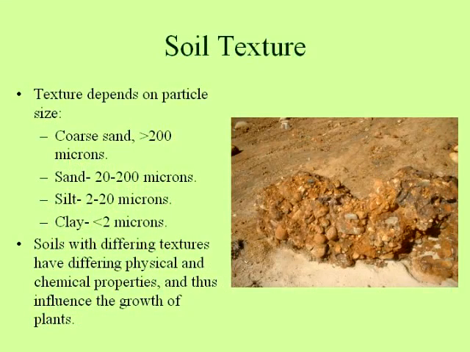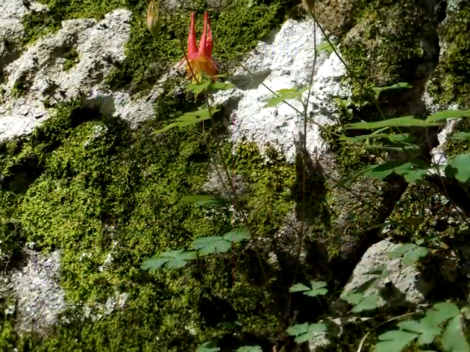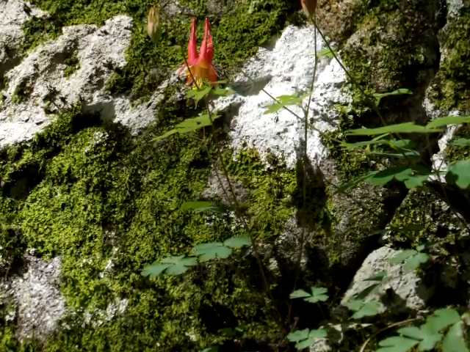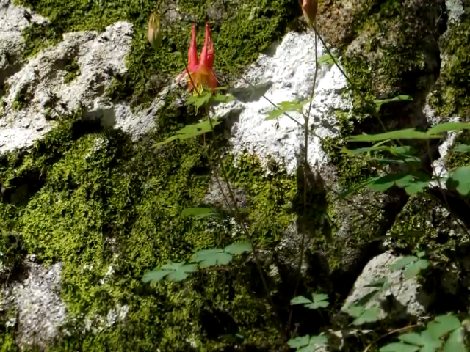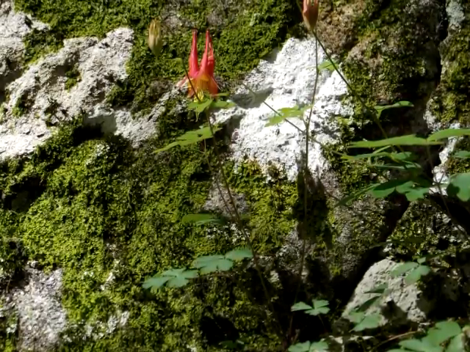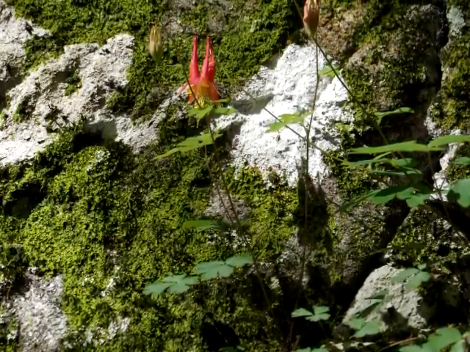So it's again time to summarize. The texture of a soil depends on particle size, and the particle sizes are the sands and the silts and the clays. And so soils with differing textures have differing physical and chemical properties. Hence, these properties influence growth of plants within them differently. Let's turn our attention back to the question of how it is that different flowers get to be different colors. In this context, let's consider the nature of plant nutrients.